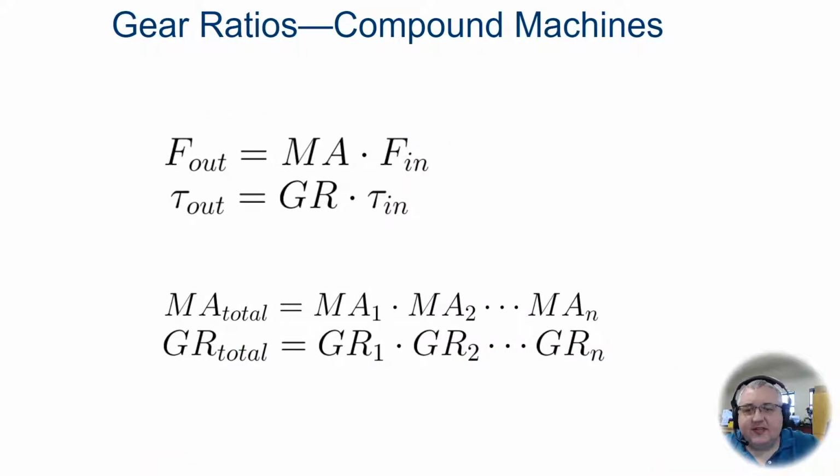I probably should have had this slide earlier, but if you're going to do gear ratio total, you're going to multiply them together. It's exactly the same as mechanical advantage. Mechanical advantage, we did those together. However, the point of this slide is that it looks like the same equation. It is not the same thing. You're doing the same thing mathematically, but force and torque, not the same thing.